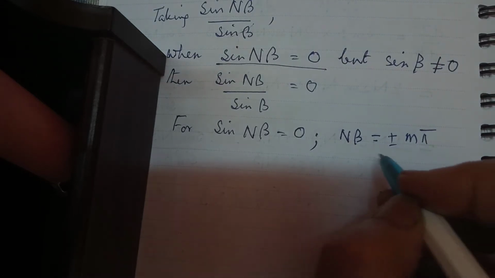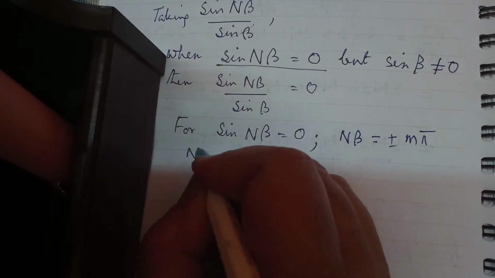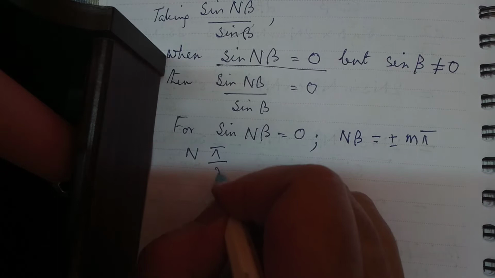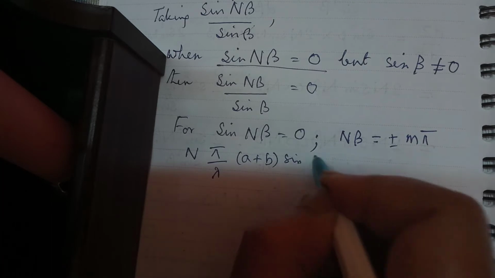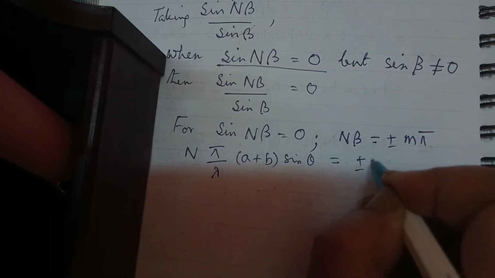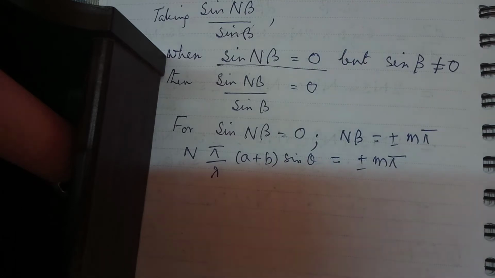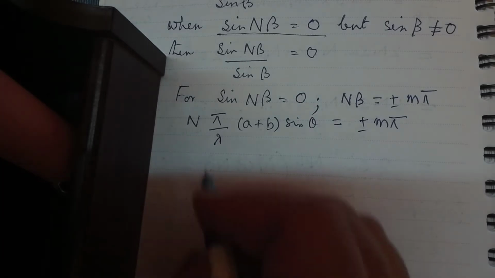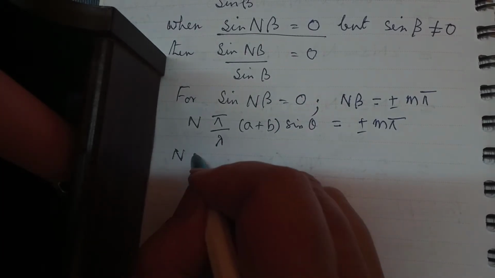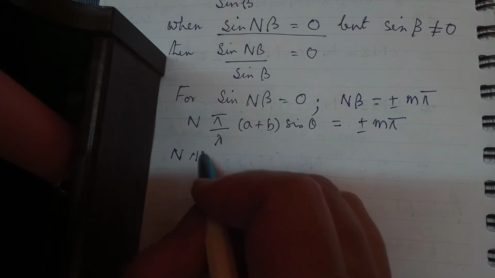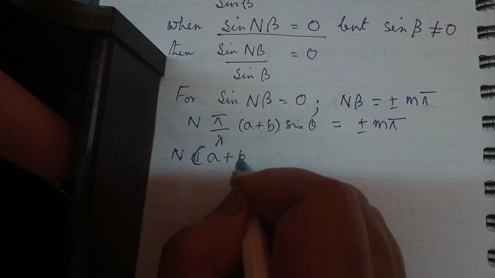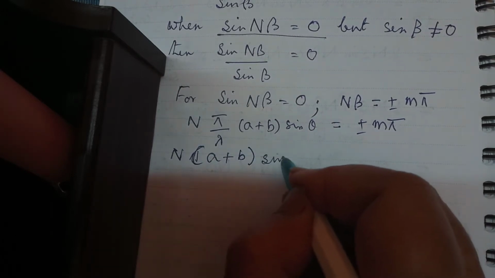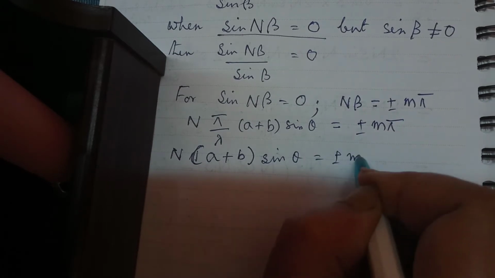Okay, so this basically means putting the value of beta, n pi by lambda into a plus b sine theta is equal to plus minus m pi. So pi cancels from both sides. What you get is n of a plus b sine theta is equal to plus minus m lambda.